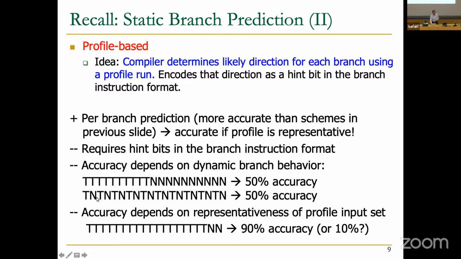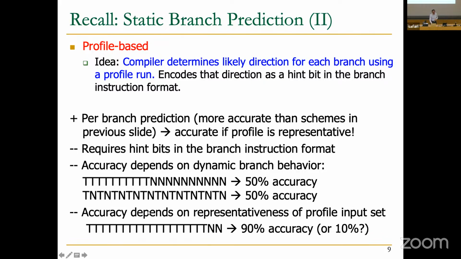Now that's true for this branch with this dynamic execution behavior. Every instance is the opposite of the prior instance, basically. Taken, not taken, taken, not taken. Again, you get 50% accuracy. And if you look at this, it is reasonably predictable behavior, right? But this sort of mechanism doesn't work. It isn't able to capture that predictability.